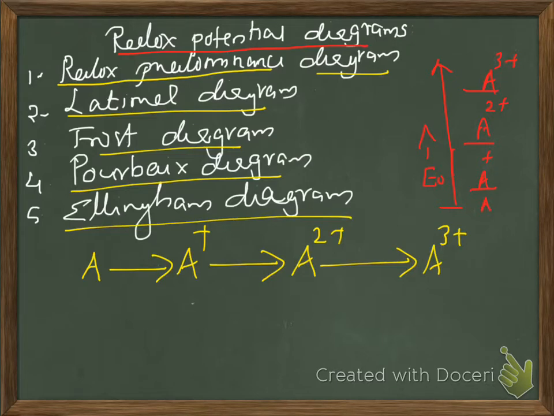All these diagrams can be seen as a representation of redox potential as a function of either oxidation number, or the same thing can be represented in terms of free energy also.